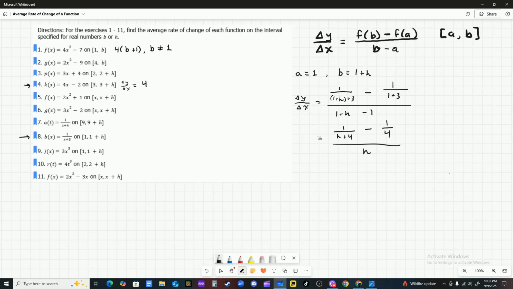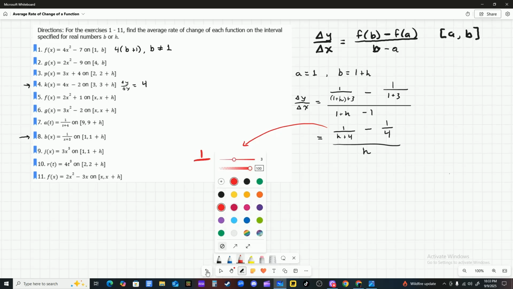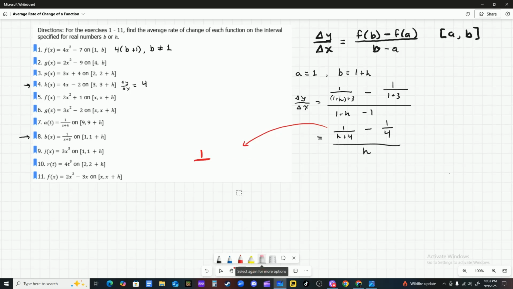Now, this is not a very nice fraction, so let's see if we can get rid of it. We can combine some terms. Let's go with the numerator. Let's see if we can combine it. In order to combine it, we have to have the same denominators, okay? So I'm going to focus on the numerator right over here, okay? So let's simplify the numerator over here. So we have 1 over h plus 4 minus 1 over 4.